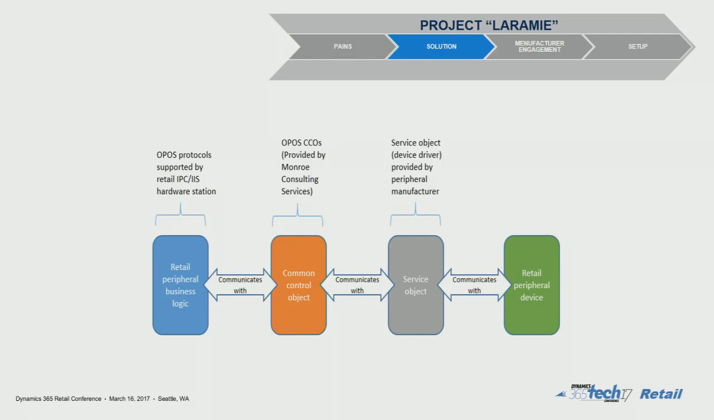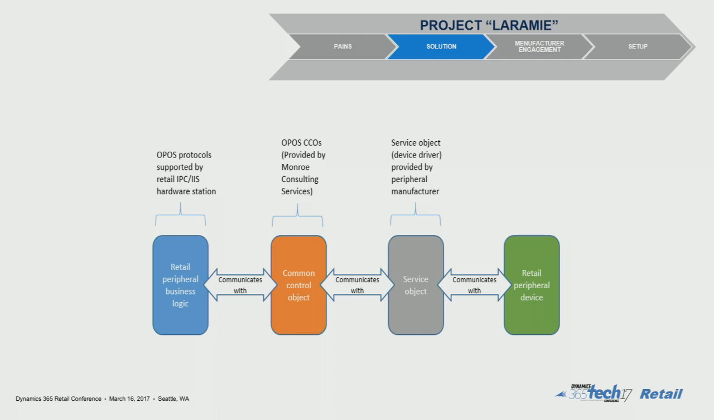So just kind of background-wise, if you think about OPOS, I'm not sure if everybody's familiar with the OPOS standard, but real quick, we have our retail business logic, and we communicate with a common control object, and that's published by Monroe Consulting Services, and this is commonly known as OPOS Common Controls. And when you hear OPOS, it's just an implementation of the UPOS protocol established by NRF, and UPOS is a communication protocol for Windows, so not super exciting background-wise, but this kind of helps show where the issues are.